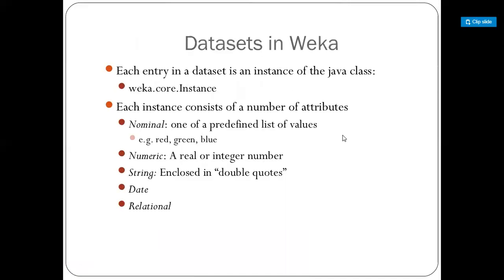And the dataset. Each entry in a dataset is an instance of the Java class. Each instance consists of a number of attributes, and the attribute types are nominal, numeric, string, date, and relational. Nominal attributes take names like red, blue, green; numeric are numbers like 1, 2, 3, 4; a string is enclosed in double quotes; and then date and relational.